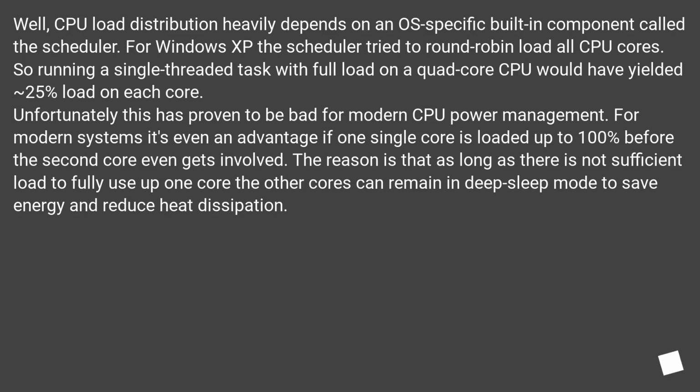Well, CPU load distribution heavily depends on an OS-specific built-in component called the scheduler. For Windows XP, the scheduler tried to round-robin load all CPU cores. So running a single-threaded task with full load on a quad-core CPU would have yielded 25% load on each core. Unfortunately, this has proven to be bad for modern CPU power management. For modern systems, it's even an advantage if one single core is loaded up to 100% before the second core even gets involved. The reason is that as long as there is not sufficient load to fully use up one core, the other cores can remain in deep sleep mode to save energy and reduce heat dissipation.